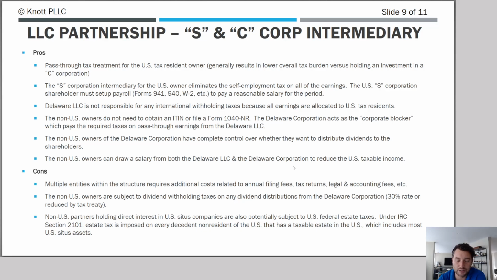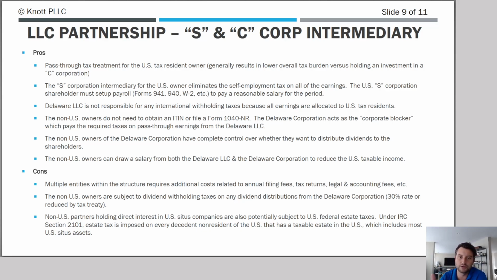Now, what are the pros and cons for this one? So the pros, we still got the pass-through tax treatment for Frank, right? So from the U.S. side, we've got the pass-through treatment, not the corporate tax treatment, and so we've eliminated that double tax issue for Frank. The S Corp intermediary, again, it eliminates that self-employment hit on all of the income being allocated to Frank. So now he has better control over what portion he's going to be paying payroll taxes on. So now he can set his W-2 to a reasonable salary, and then he'll save the payroll tax hit on the net difference there.